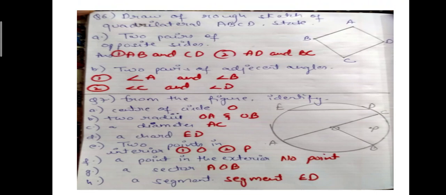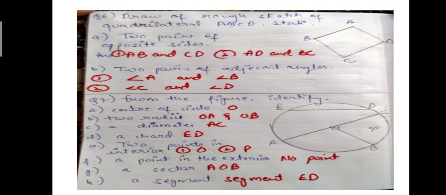Now a chord. A chord is simply a line segment which touches the circumference या boundary of the circle. It does not pass through the center. Okay, any line segment which lies on the boundary of the circle will be called a chord. So here we can see that ED is a chord.